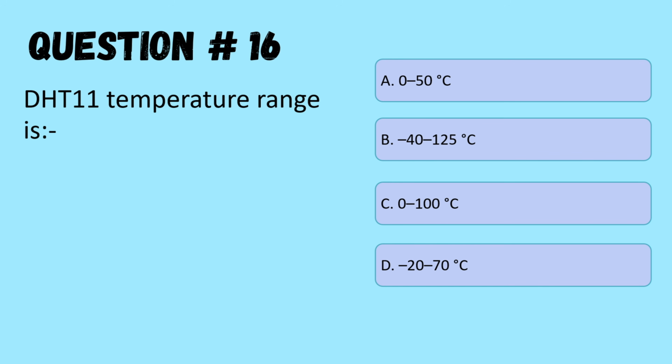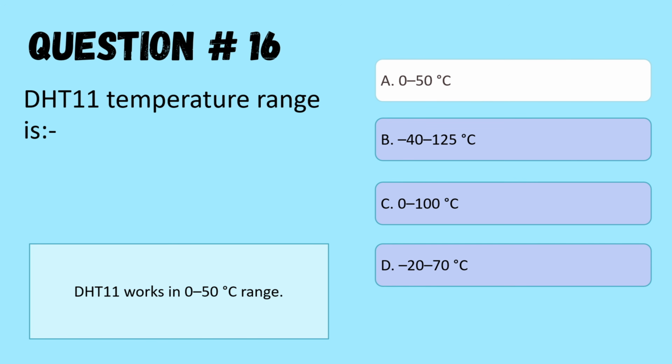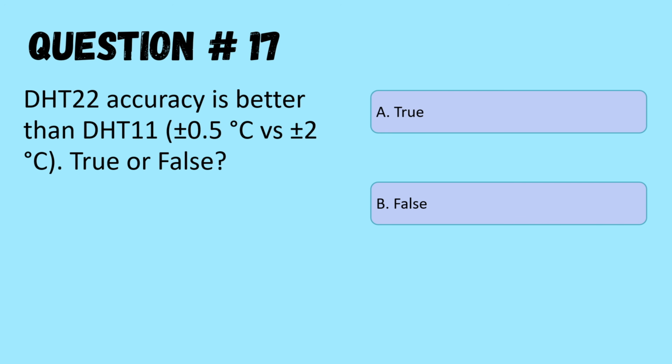Options are 0 to 50 degrees Celsius, minus 40 to 125 degrees Celsius, 0 to 100 degrees Celsius, or minus 20 to 70 degrees Celsius. So the correct option is option A, 0 to 50 degrees Celsius. So we are moving to the next question.